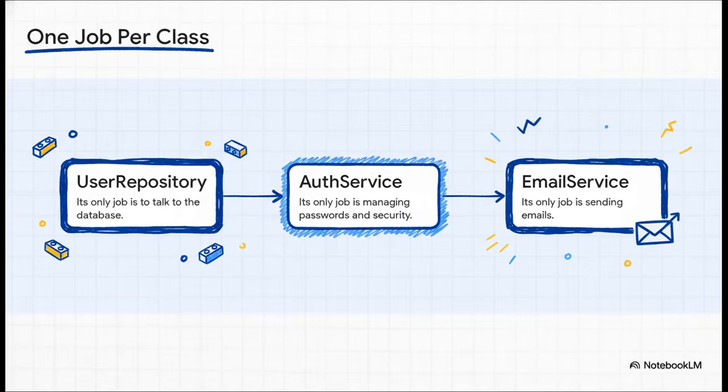So the solution is simple. We break it up. We create these small, focused classes. Now, the user repository only cares about the database. The auth service only cares about security. If the email API changes, you only have to touch the email service. Everything is isolated, it's safer, and it's so much easier for you or anyone else to understand.